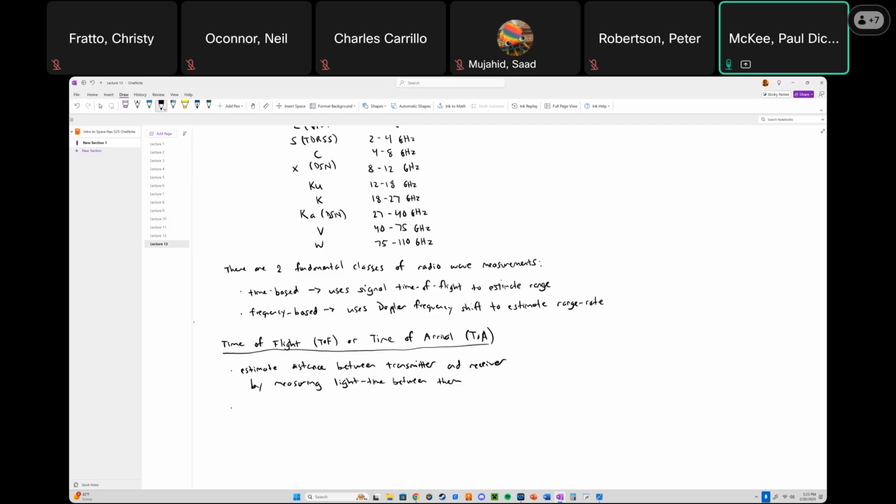So if you estimate positions, so estimating position using only range measurements is called trilateration. This is fundamentally how GPS works.